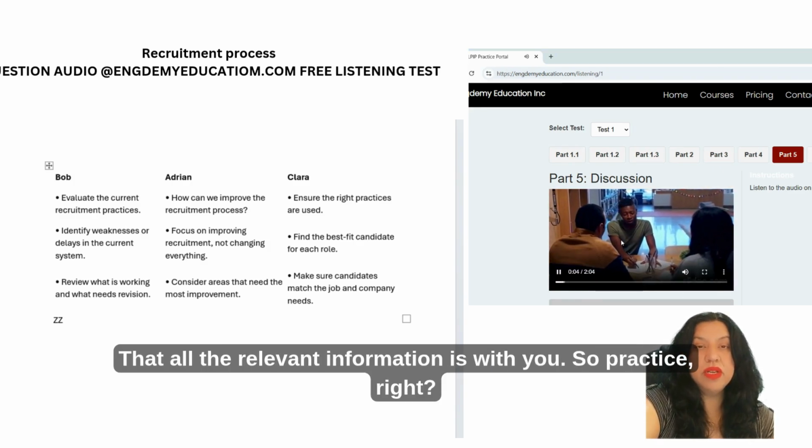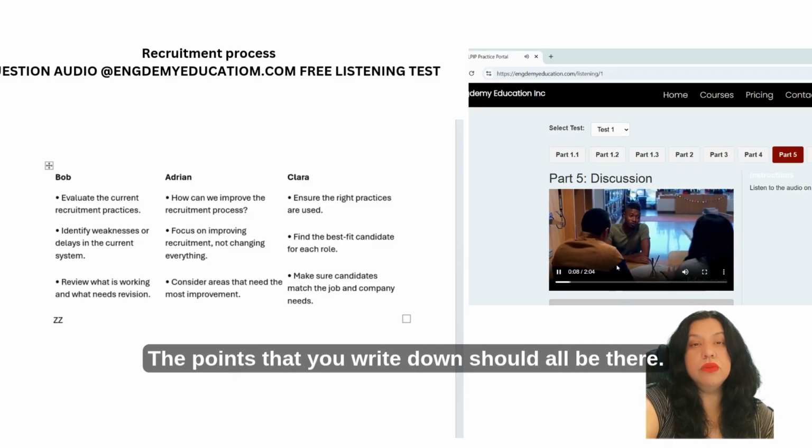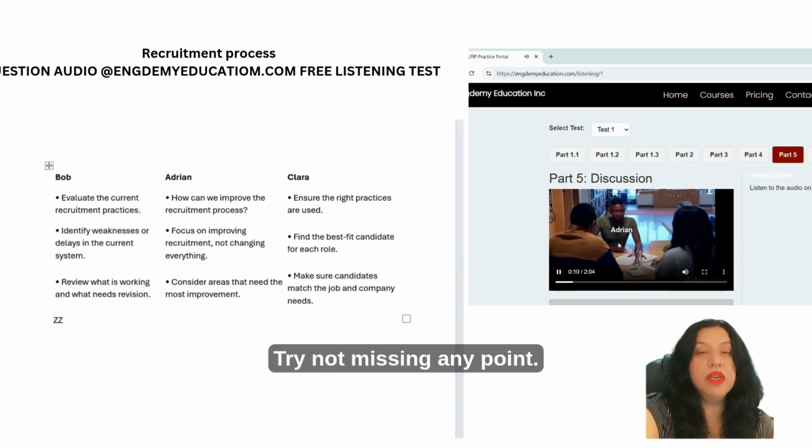So, practice right. Your notes should be relevant. The points that you write down should all be there. Try not missing any point.